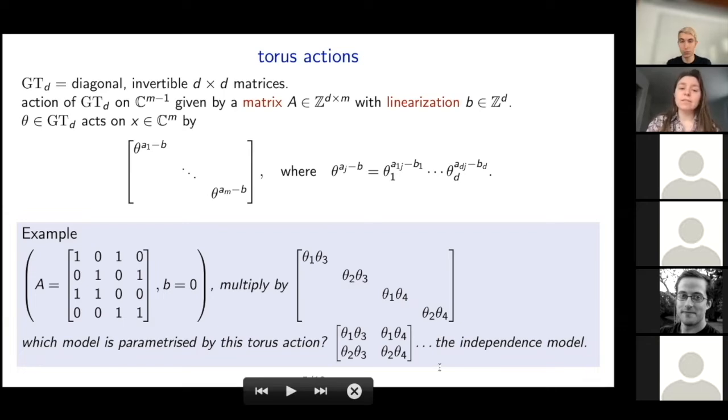Okay, it's not really, because I started with the action on a complex vector space, and theta can also be complex. So it's really parameterizing the Zariski closure of the independence model rather than the part that's on the interior of the simplex, but it's pointing out a close connection, which I'll build on a bit later, between this particular torus action and the corresponding statistical model. So the torus action given by some matrix A and the log linear model M_A for that same matrix A.